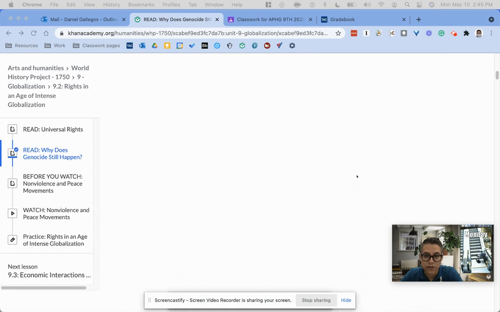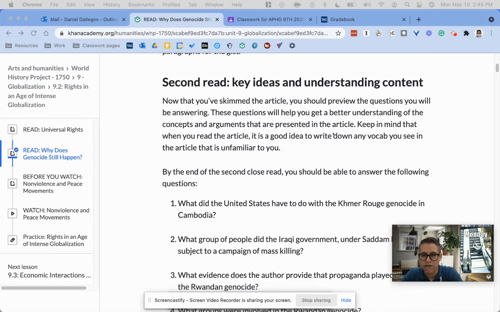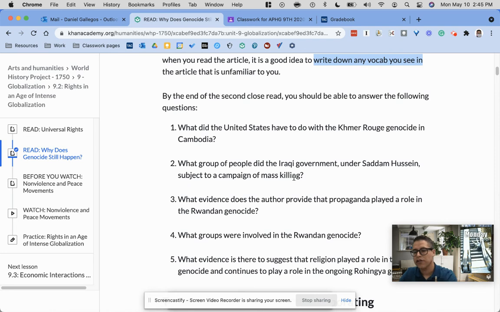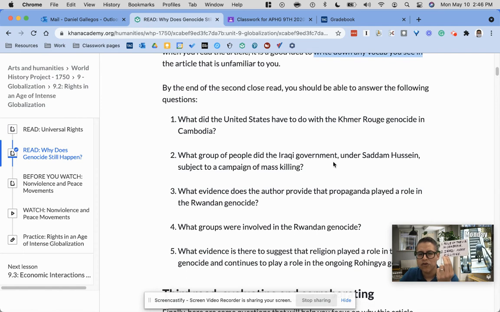And then in the second read, what you do is that you actually start looking for key ideas and you start understanding content. In this one specifically, the authors also recommend that you jot down any vocab you see that is unfamiliar to you. And while I'm not going to make you answer these 5 questions here, I wrote them down on cards for myself so that I could keep track of what I'm reading as main ideas, right? So these 5 questions are centered around the 5 main ideas in this article. And I wrote them down on cards, and I'm just going to remind you every now and then of the main ideas as we read.